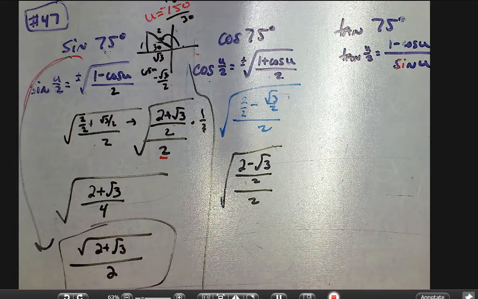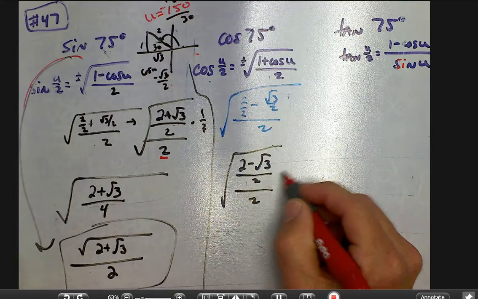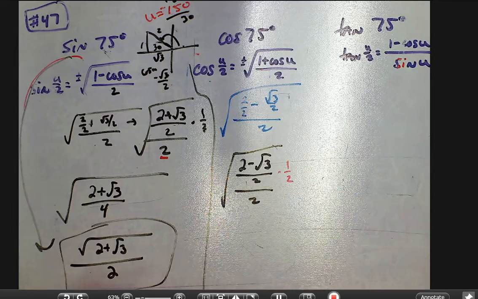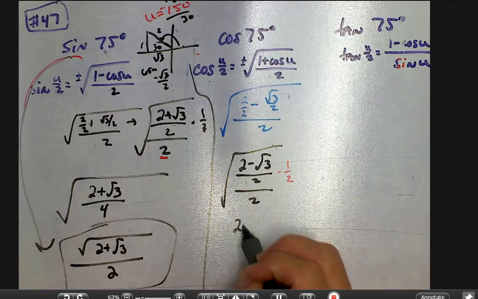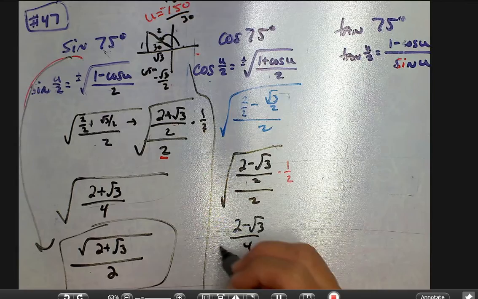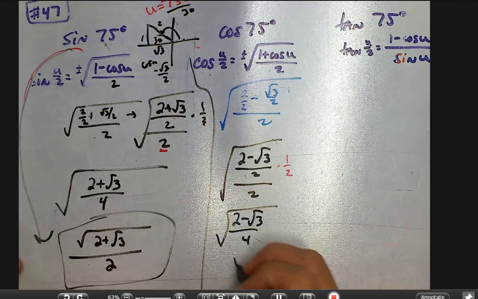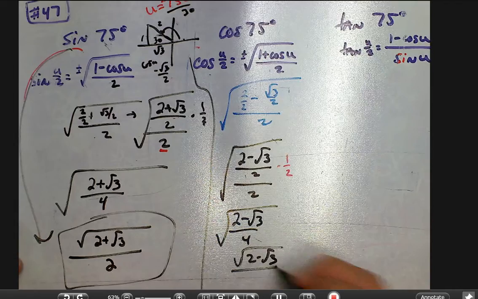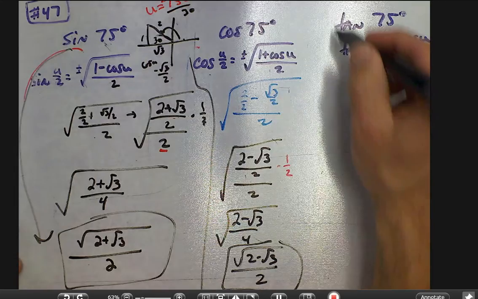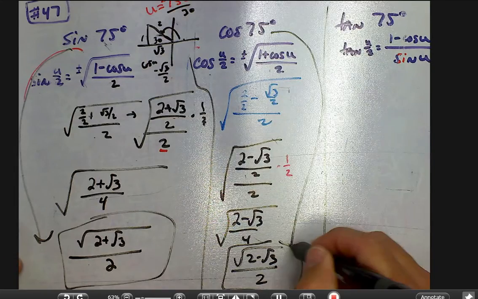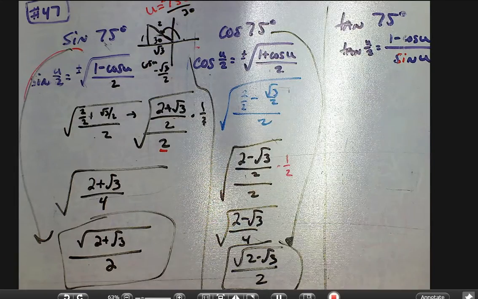To get rid of the 2 on the bottom, multiply top and bottom by 1/2. And you're going to get 2 minus square root 3 over 4, the square root. Then when I square root the top, it's just 2 minus square root 3. When I square root the bottom, it is 2. So that is the answer for the cosine of 75 degrees: 2 minus the square root of 3 over 2.